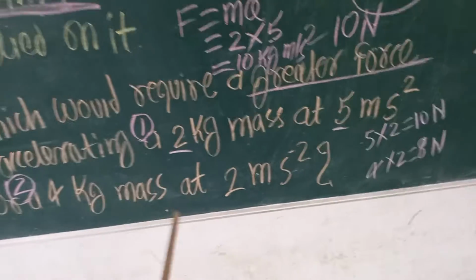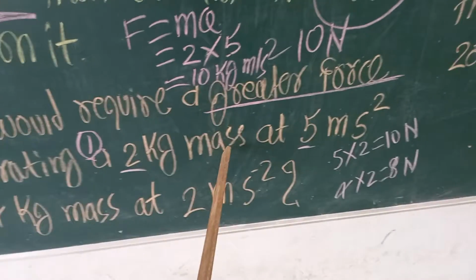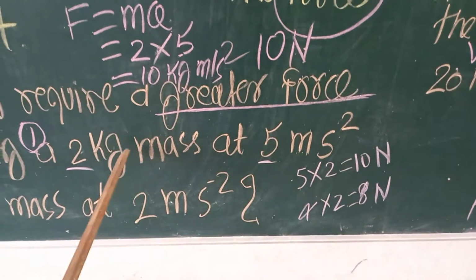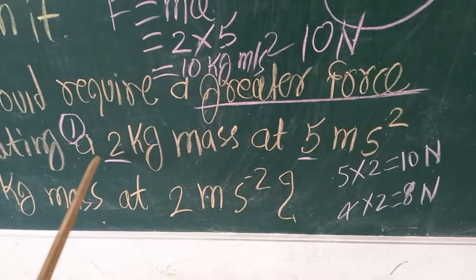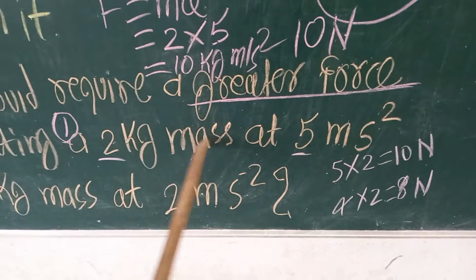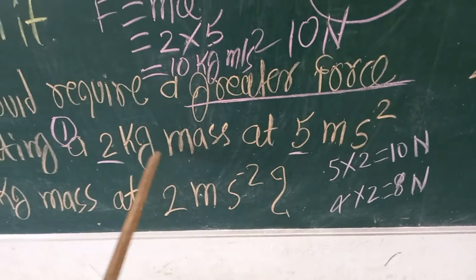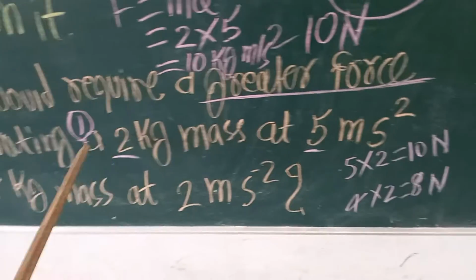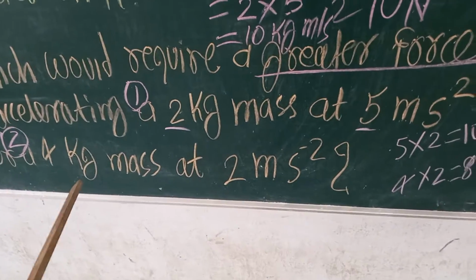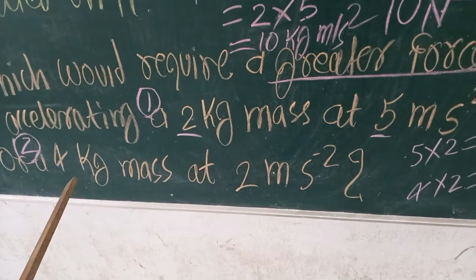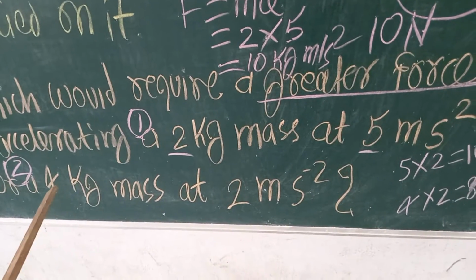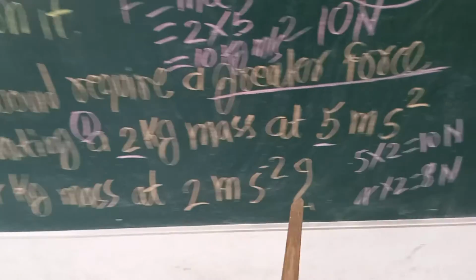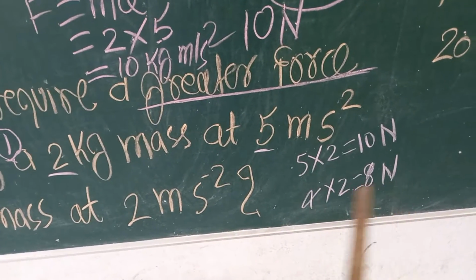At first we will calculate this first condition, 2 kg mass at 5 meter per second square. So how to calculate the force? Force is equal to mass multiplied by acceleration. 5 multiplied by 2. So what force came here? 10 Newton in this condition. And in this condition, how can we calculate the force? 4m and 2a. 4 multiplied by 2, 8 N.